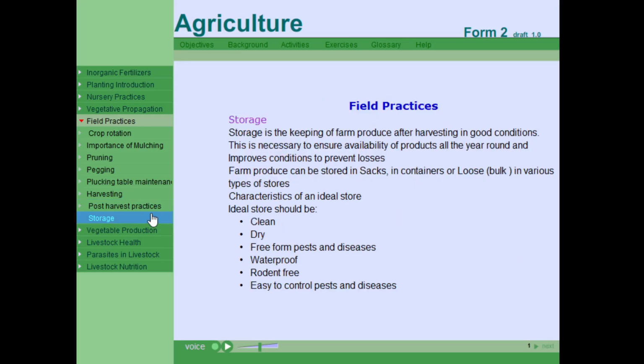Storage. Storage is the keeping of farm produce after harvesting in good conditions. This is necessary to ensure availability of products all the year round and improves conditions to prevent losses. Farm produce can be stored in sacks, in containers, or bulk in various types of stores. Characteristics of an ideal store. An ideal store should be clean, dry, free from pests and diseases, waterproof, rodent-free, and easy to control pests and diseases.